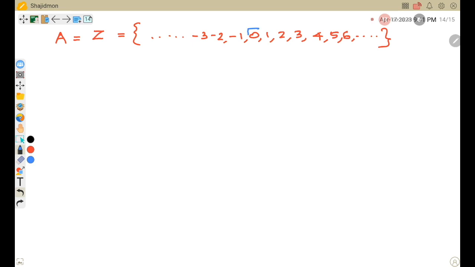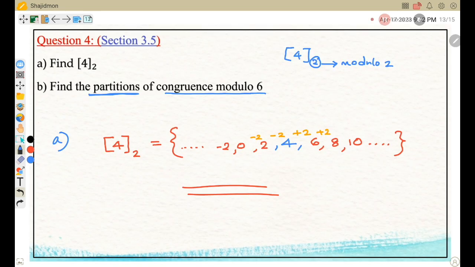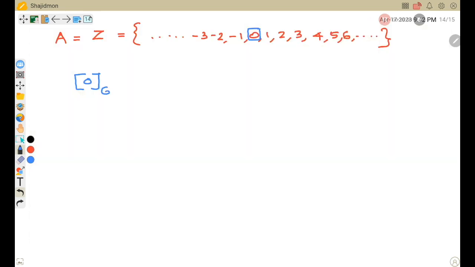First we take the number 0. Let us calculate the equivalence class of 0 under congruence modulo 6, correct? The suffix number is 6. You know how to write this set. The middle number we write is 0. Then 0 plus the modulo number, 0 plus 6, is 6. 6 plus 6 is 12. 12 plus 6 is 18. Like that it is continuing, correct?